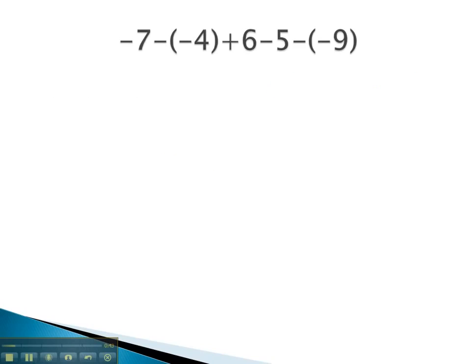-7 minus -4 plus 6 minus 5 minus -9. Starting with the first two numbers, we're not going to do subtraction, but instead add the opposite of -4, which is +4. We now have -7 plus +4, and we see the different signs. The negative is bigger, and to find out how much bigger, we subtract 7 minus 4 to get 3. The rest of the problem is still the same: plus 6 minus 5 minus -9.